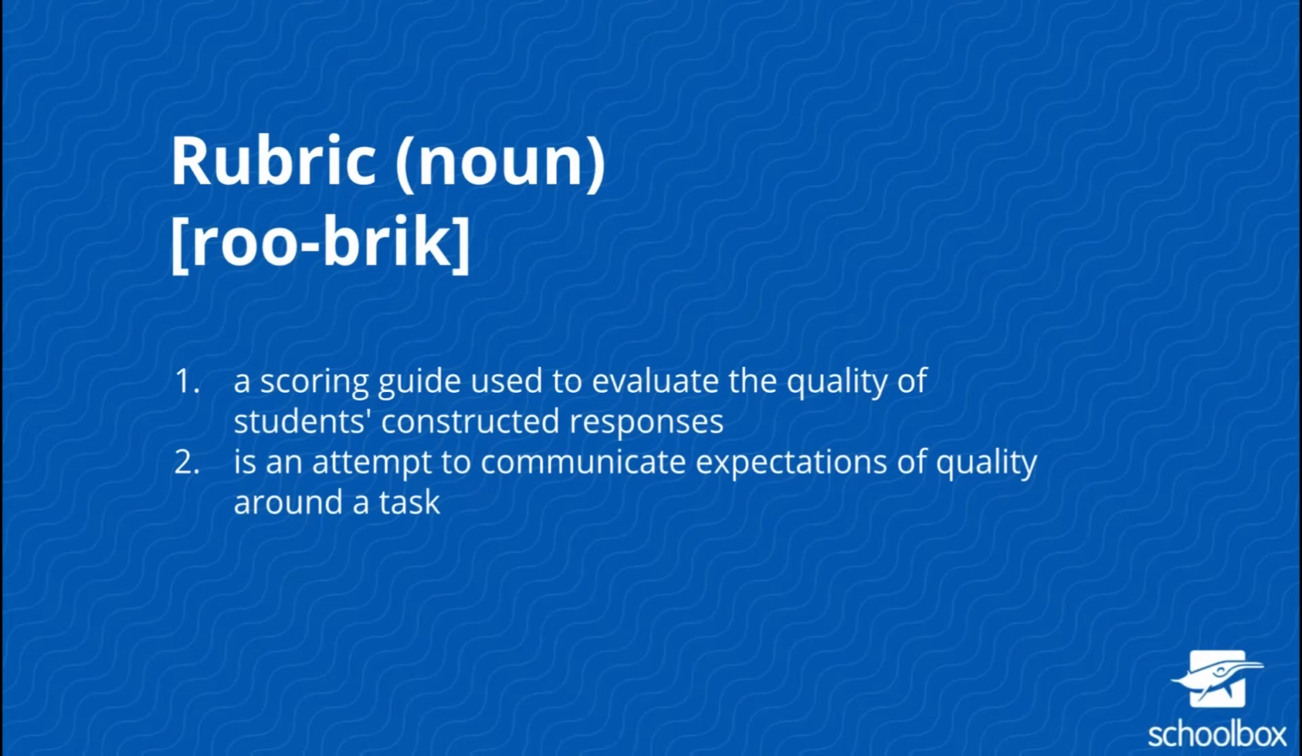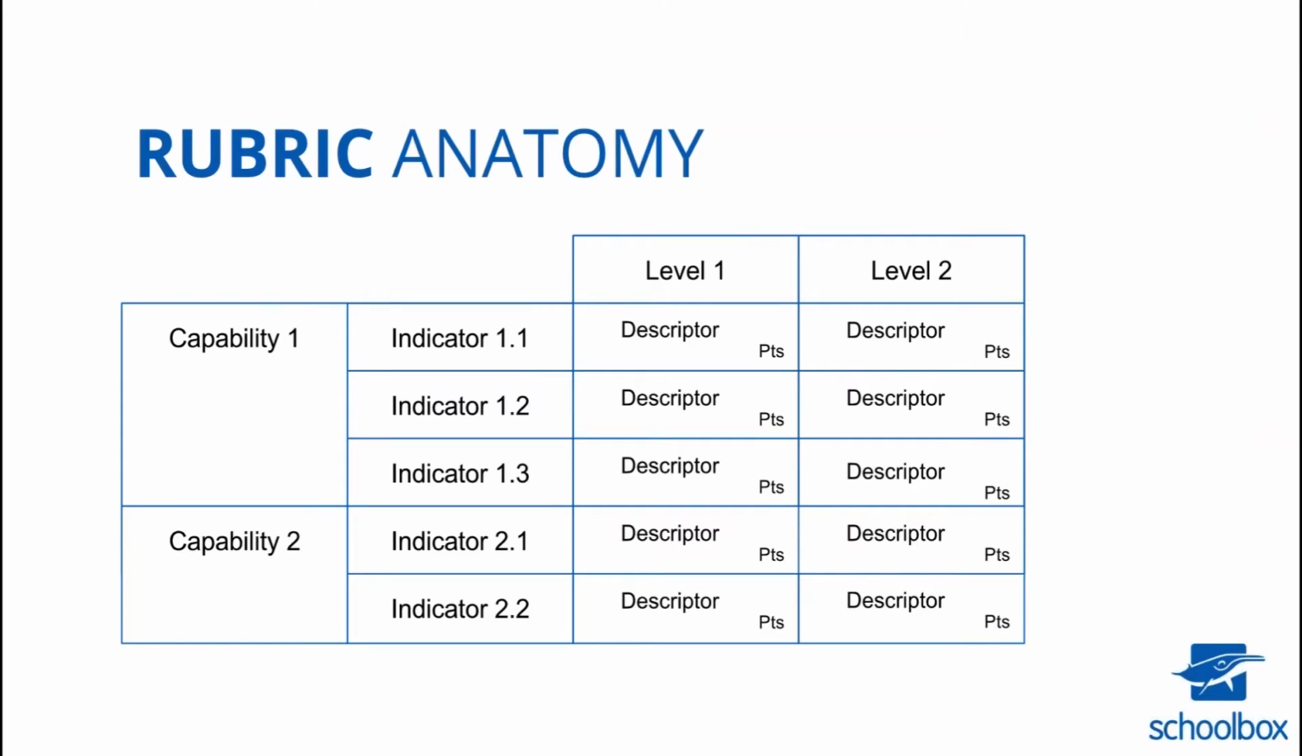And finally, just quickly, a rubric should answer the following questions. What are you going to get the students to do? And how well do you expect them to do it? So looking at the anatomy of the rubric, rubrics are broken into three main areas: capabilities, indicators, levels, and descriptors. The capabilities and indicators may be called other things: criteria, outcomes, skills.